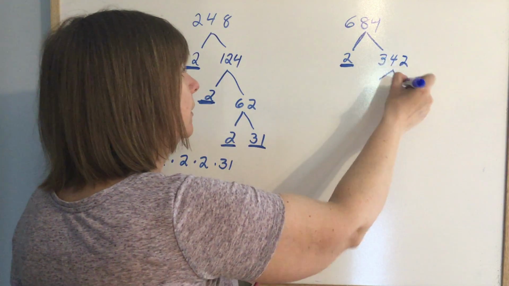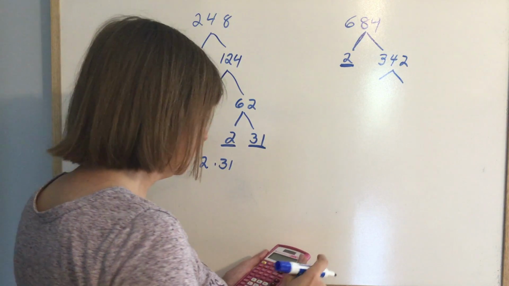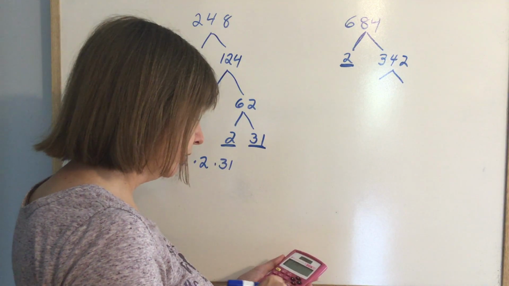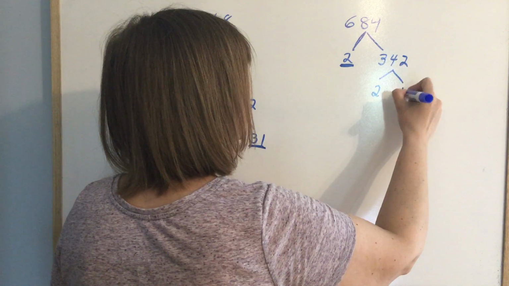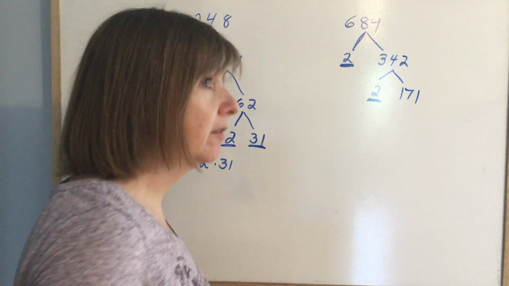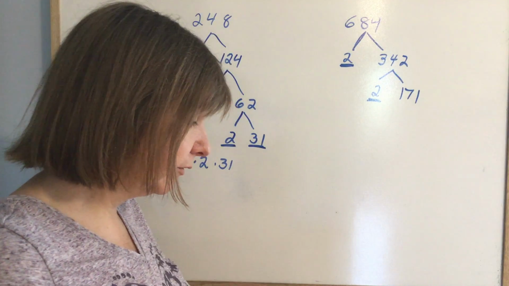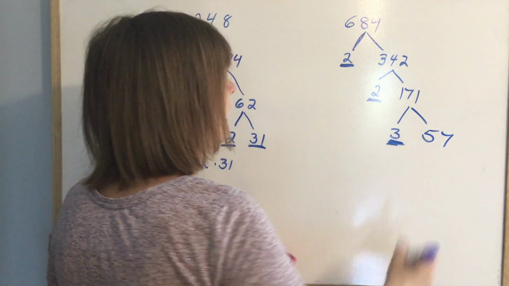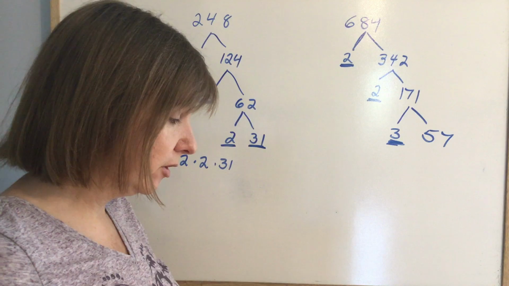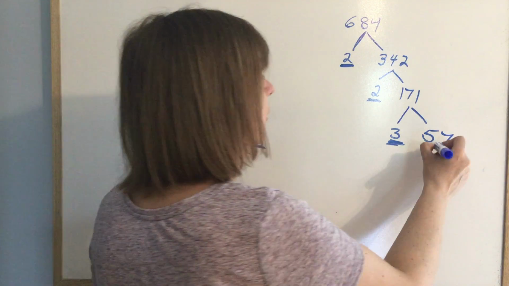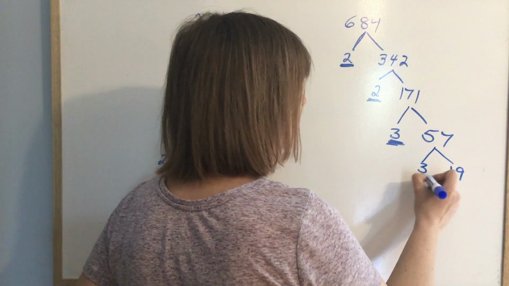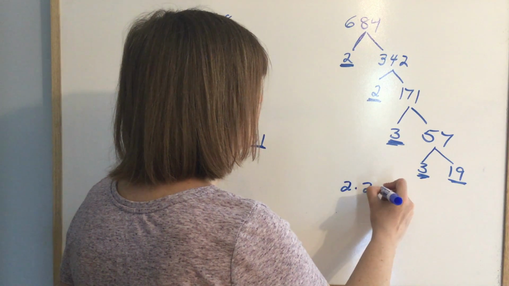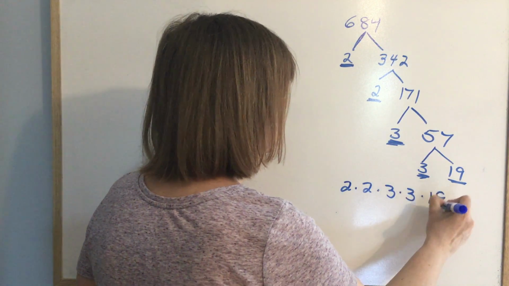2 is a prime number, so I'm going to divide 342 by 2. So 2 times 171. Now 171 is not divisible by 2, so is it divisible by 3? Yes, it is. 3 times 57. The question is, is 57 prime? No, it's not. It's actually 3 times 19. So 3 is a prime number, 19 is a prime number. So 684 is 2 times 2 times 3 times 3 times 19.